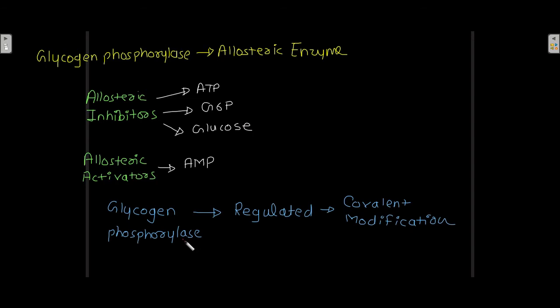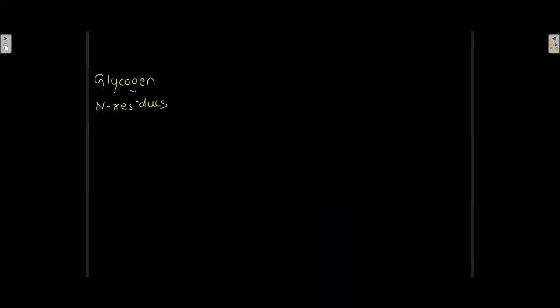Now this enzyme glycogen phosphorylase is also regulated by covalent modification. Now consider a glycogen molecule. It is made up of n number of glucose residues. Now this glycogen reacts with a phosphate in the presence of glycogen phosphorylase enzyme, of course.